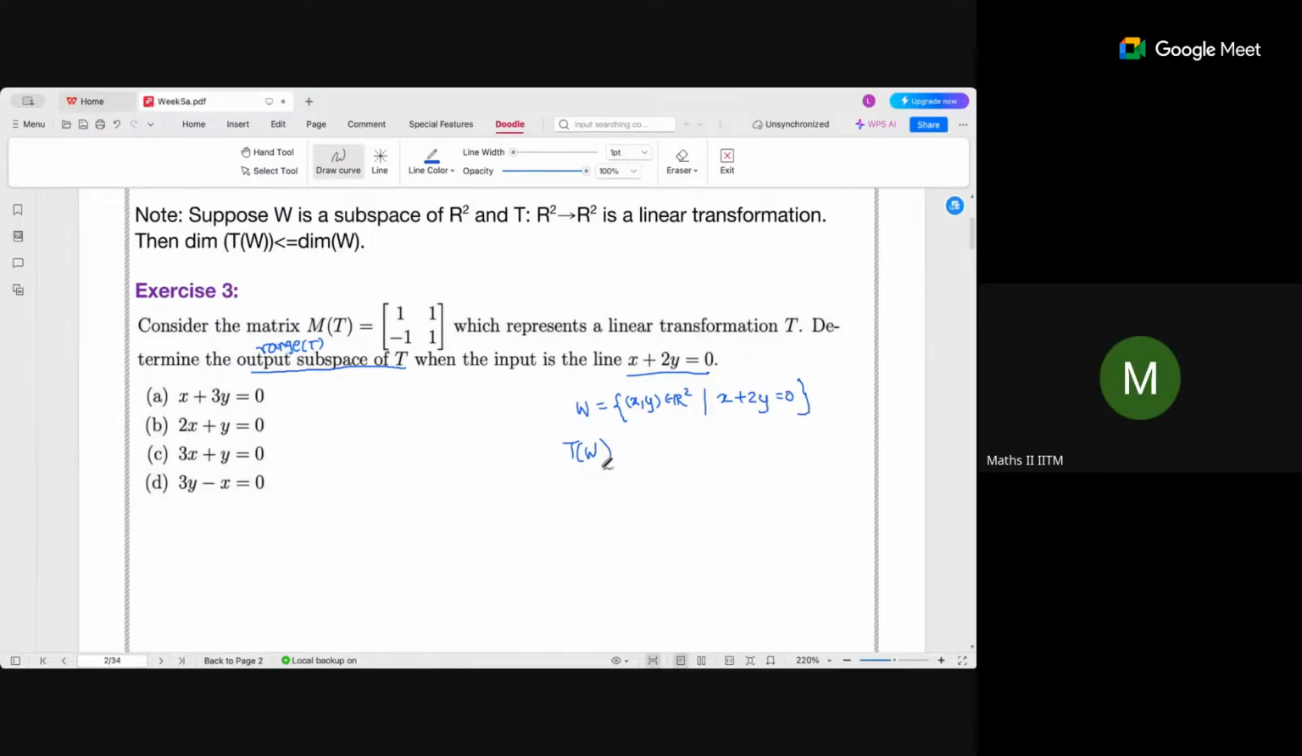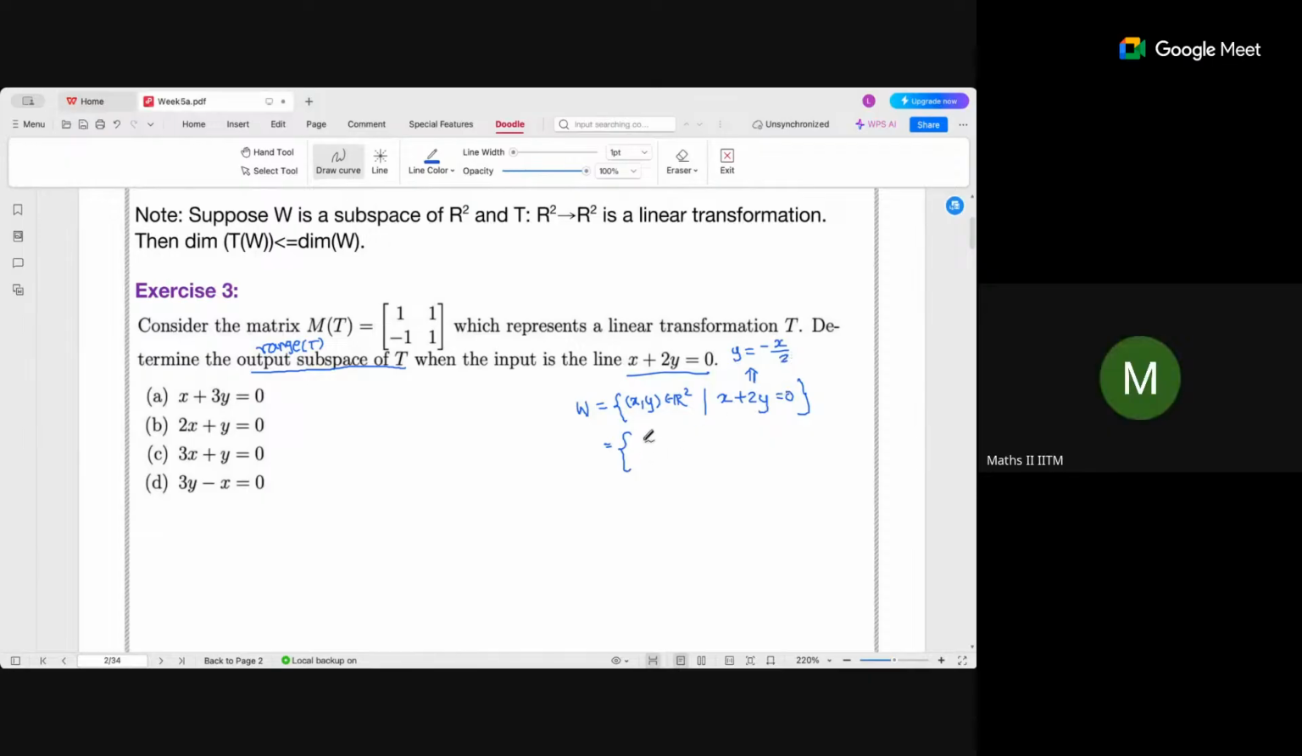How will you identify what is T of W? For that, you can first find a basis for W. How can you find a basis? You have to rewrite this expression. If you rewrite it in terms of y, x is equal to minus 2y. Y is equal to minus x by 2.